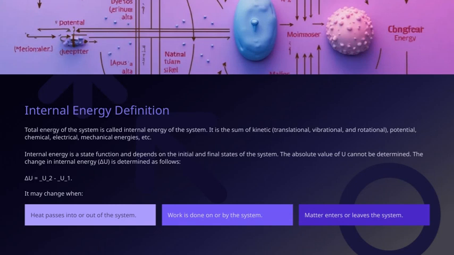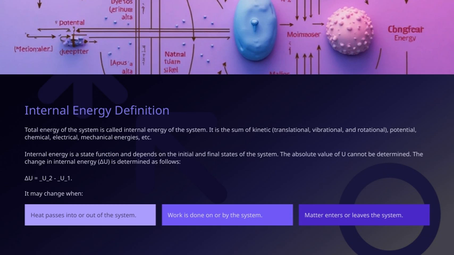Now let's look at what can happen to matter within a system. Matter can enter or leave the system, which is an important consideration when analyzing energy changes. Additionally, work can be done on the system or by the system itself, depending on what's happening physically. Heat transfer is another key point. Heat can pass into the system or out of it, affecting its internal energy. When these processes occur, the internal energy of the system may change, and this change is represented by delta U, which equals the final internal energy minus the initial internal energy, or U2 minus U1.